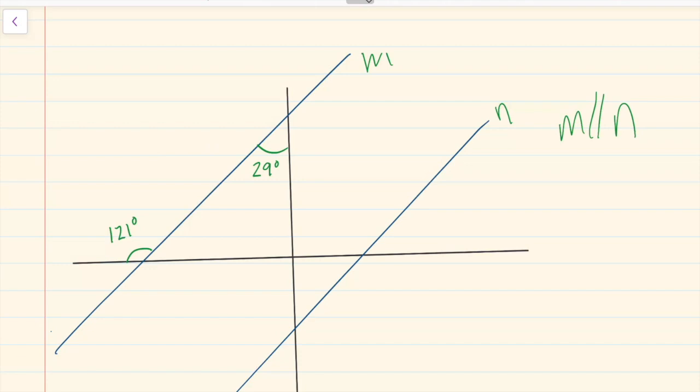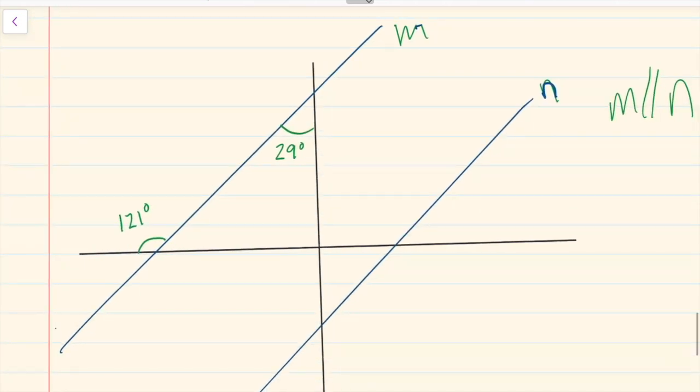So we got ourselves a big problem here, but it should be fun. We have line M and line N, and we're telling you that these lines are parallel. What are parallel lines? Lines that are never ever going to touch. And that's very important so we can start solving all the angles we want to find. We want to basically find every single angle in this problem. So let's take it a step at a time.